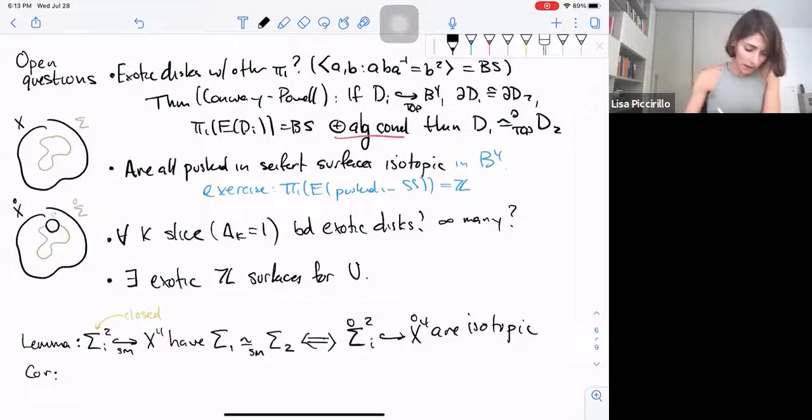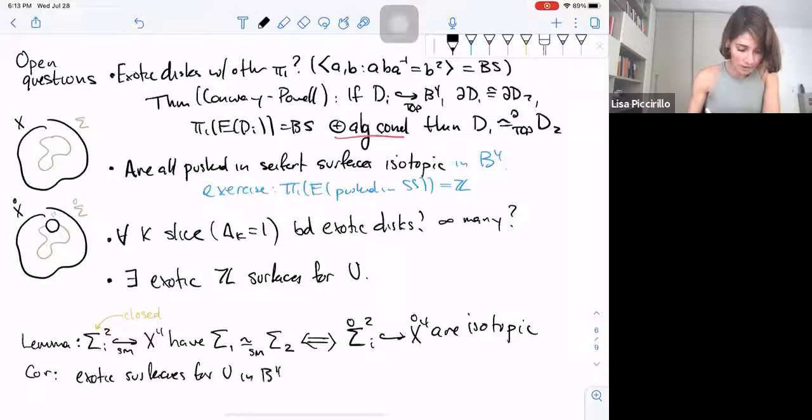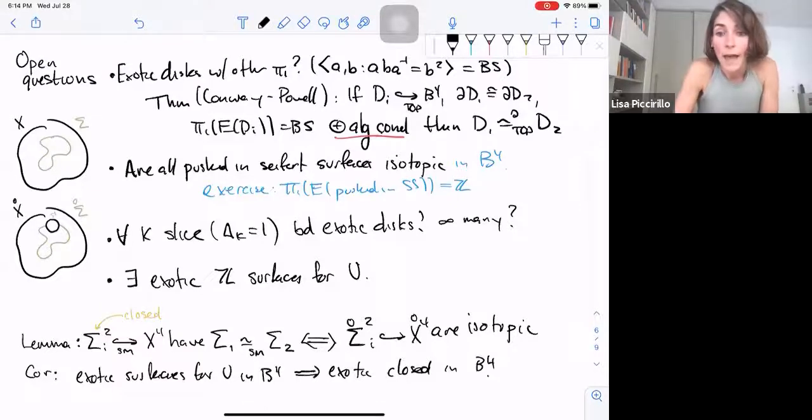And so in particular, if you build exotic surfaces for the unknot in V4, you get exotic closed surfaces in V4. And that's something people would really, really like to have. And maybe one of the questions you're supposed to ask me every time I prove a theorem here is, could this have worked in the closed setting? And the answer here so far, to some small extent, seems to be, yeah, just do the same thing, but better, get an unknot. Questions?